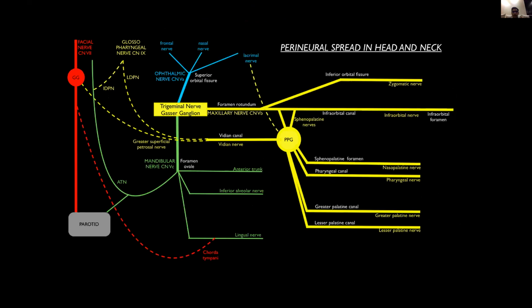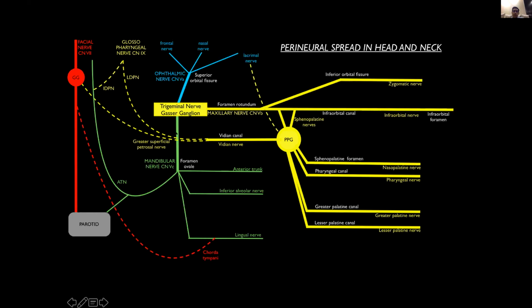Let's have a look at the perineural nerves of the base skull. So you have the facial nerve, you have the glossopharyngeal nerve, you have the mandibular nerve, and the trigeminal nerve. So the trigeminal nerve gives the three divisions: the ophthalmic, maxillary, and mandibular. One must remember the three nerves and how they are moving in and out.